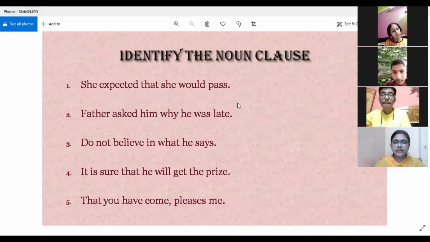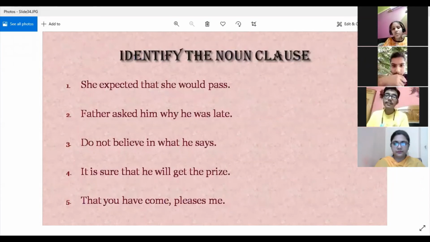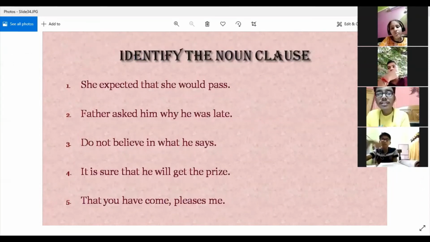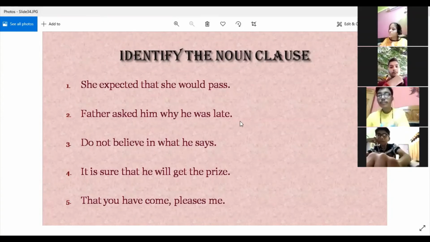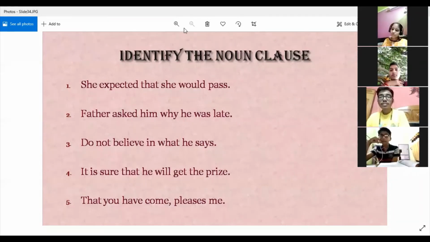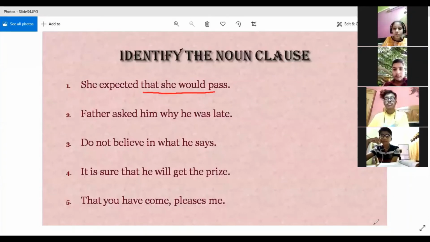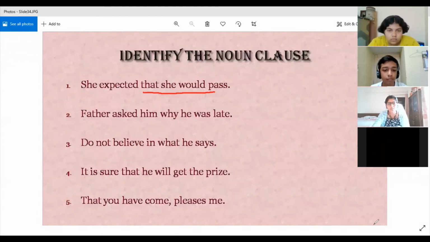Now, here are some sentences in which noun clauses have been used. So you have to identify which part of the sentence is a noun clause. Quite easy. So be quick in answering these questions. Okay, yes, Aryan. Ma'am, that she would pass is the noun clause. That she would pass. Good. Okay. Next, question number 2. Sentence number 2 will be answered by Divyan. Yes, Divyan. Noun clause is why he was late.